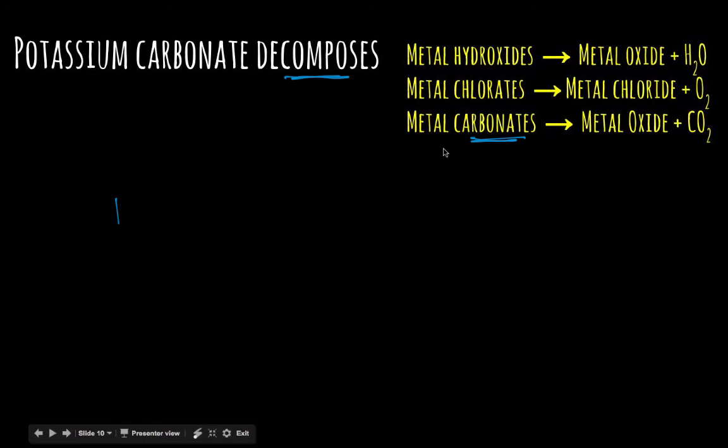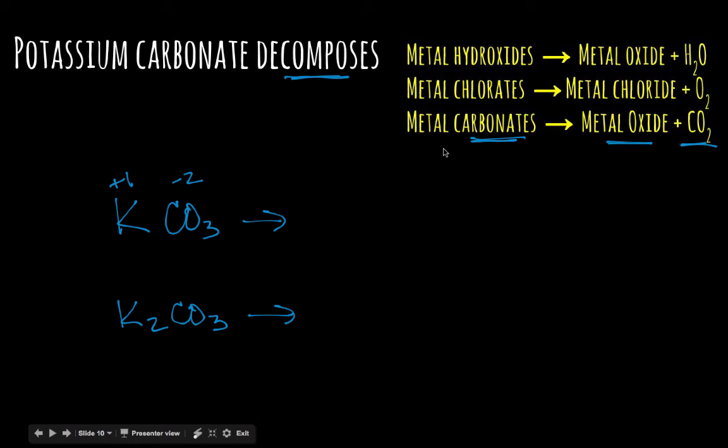So potassium carbonate, K is a plus 1. Carbonate's one of our polyatomics, that's a minus 2. So K2CO3 decomposes into a metal oxide and CO2. So the metal is going to be the same as the one we started with. Metal is going to be K, which is a plus 1. Metal oxide means it combines with oxygen. Oxygen's a minus 2. So this is going to be K2O. And then my other product is CO2.